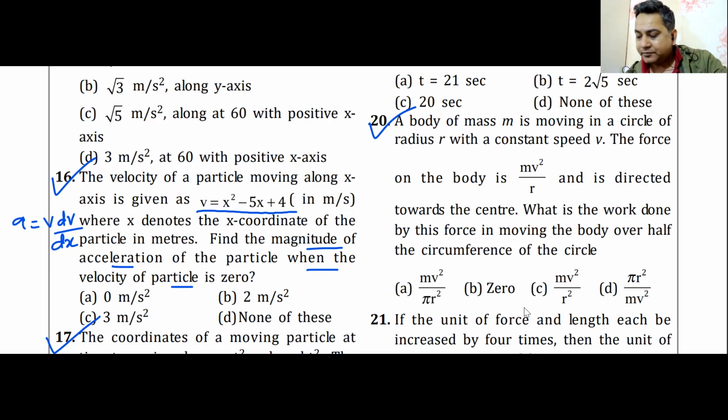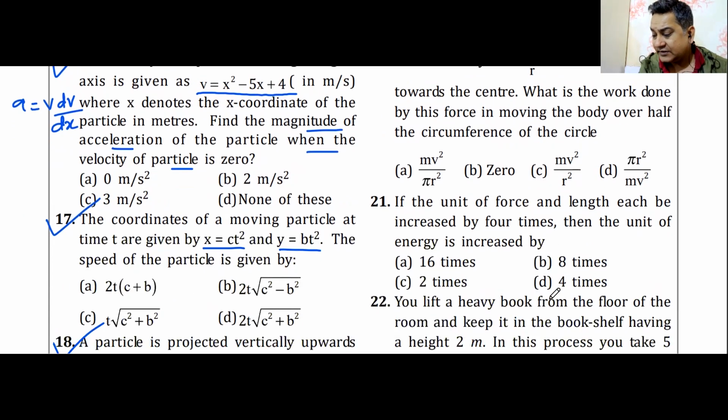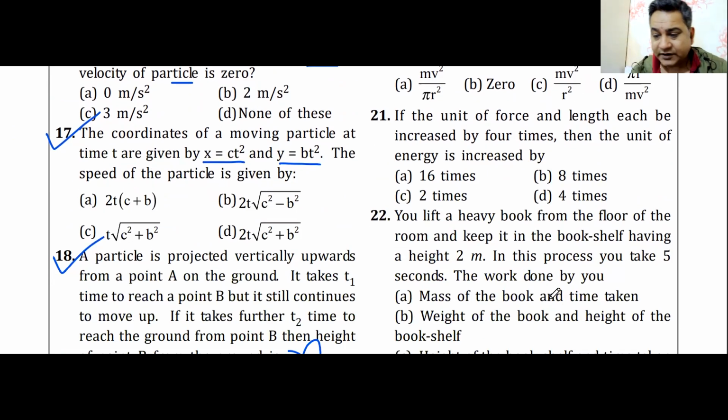A body of mass m is moving in a circle of radius r with a constant speed v. The centripetal force is mv²/r. What is the work done? It's a simple question. No need to discuss this. You have to find out those questions where you can just mark them, score, and go ahead. There will be questions like this.